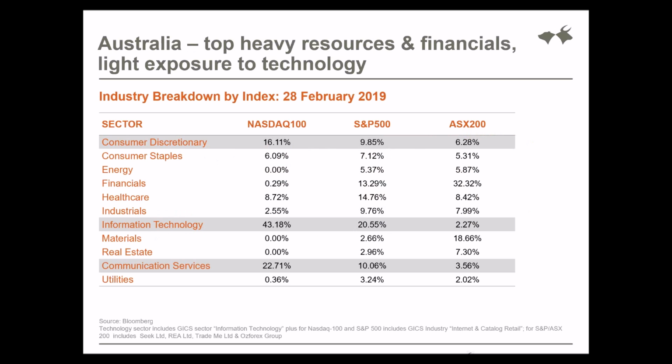So as you can see from this slide, Australia has very low exposure to information technology, for example, about 2% in terms of market cap, but very high exposure to financials. You know, looking at about 1/3 of the ASX is financial stocks, and resources, materials about 18%. So we're heavy resources, we're heavy financials, whereas other indices like the United States have a much higher exposure to technology.